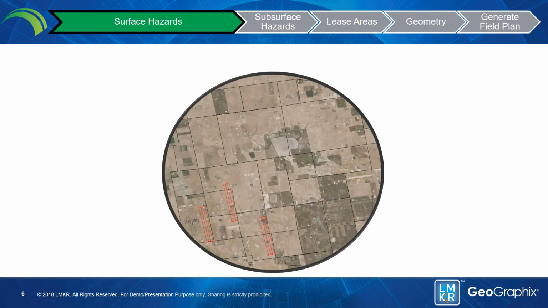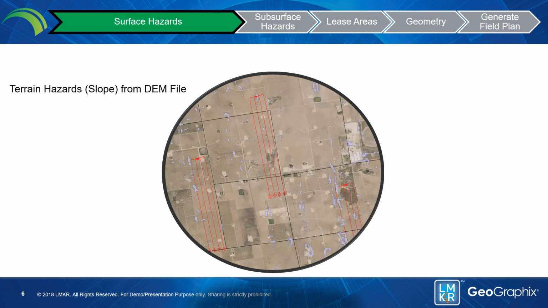So we have a map with a couple of wells drawn over here, but it's a relatively empty map of the Permian. First thing we're going to do is we're going to take into account the slope, the terrain hazards. These are areas where you can't put a pad because the slope is too great. And you'll notice when I do this and I take that from the digital elevation model file, you'll notice these blue or violet spots in the areas. We can't place pads there.